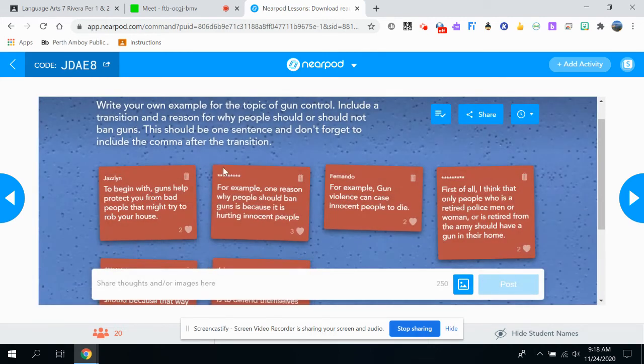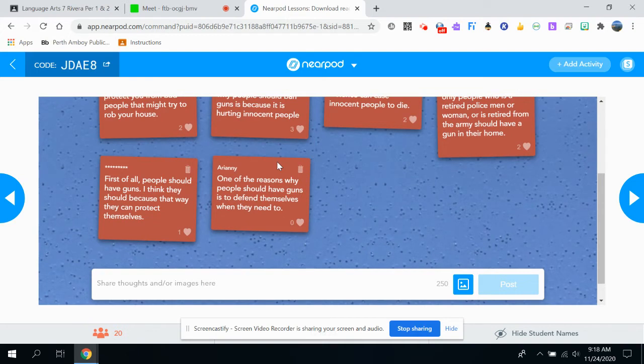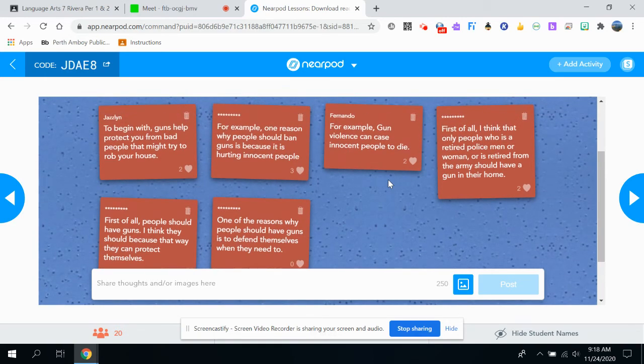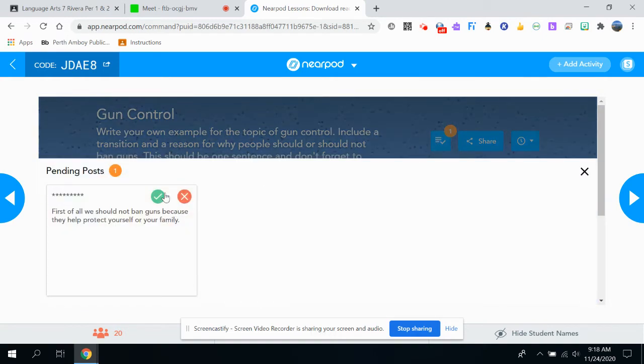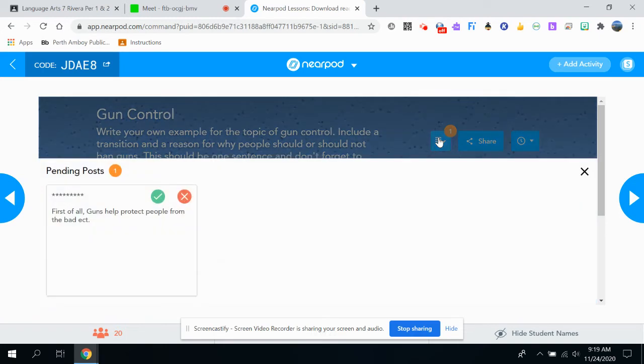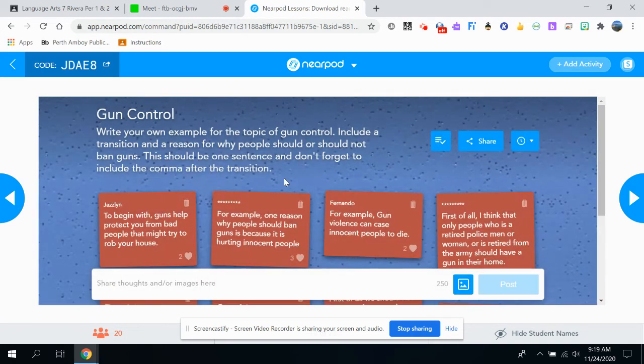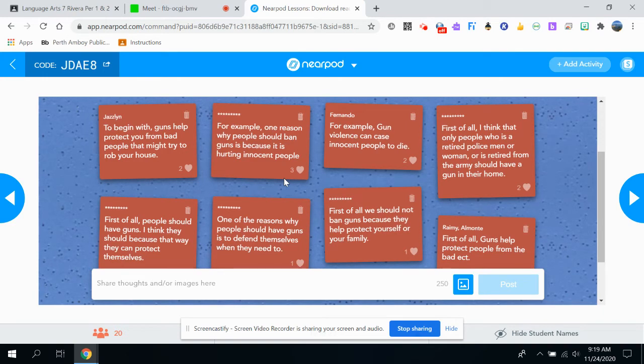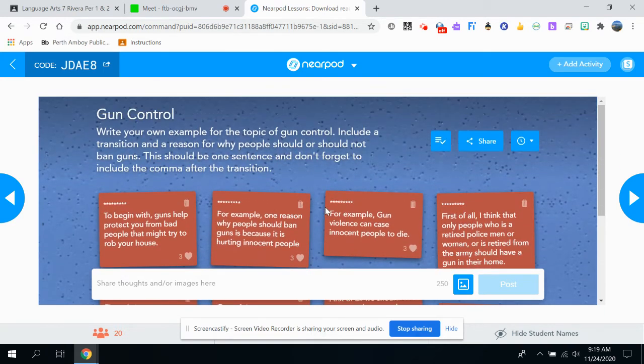Alright, so if you look at the board, notice that some of these are missing transitions. Notice that some of these are not one sentence. It should be one sentence, with a transition in the front. Make sure you have a comma after the transition, guys. Some of you forgot to put the comma. Alright, so it seems like you're starting to pick up on it, right? So you should have a transition followed by your reason. That's how you do it. Okay?